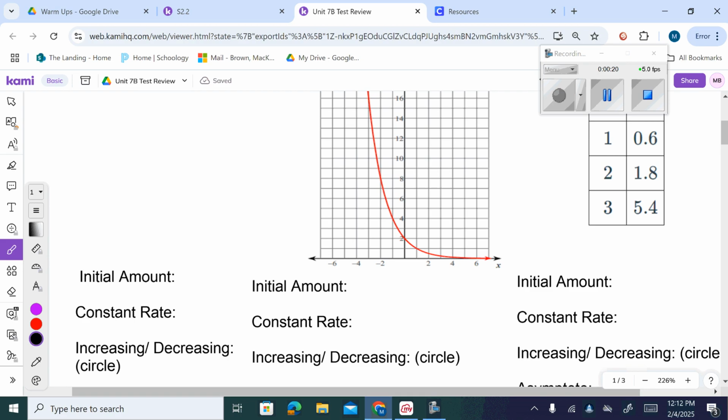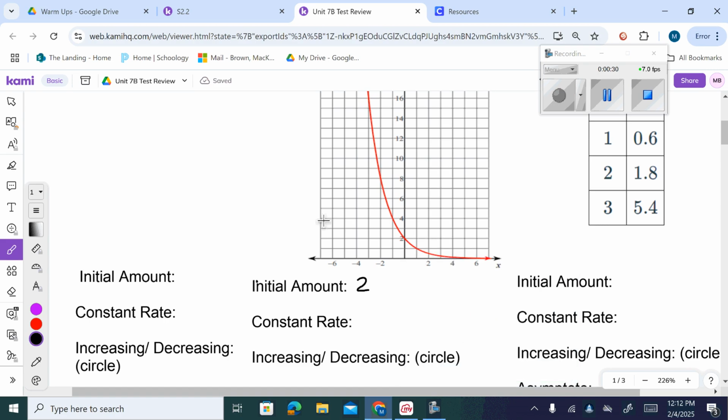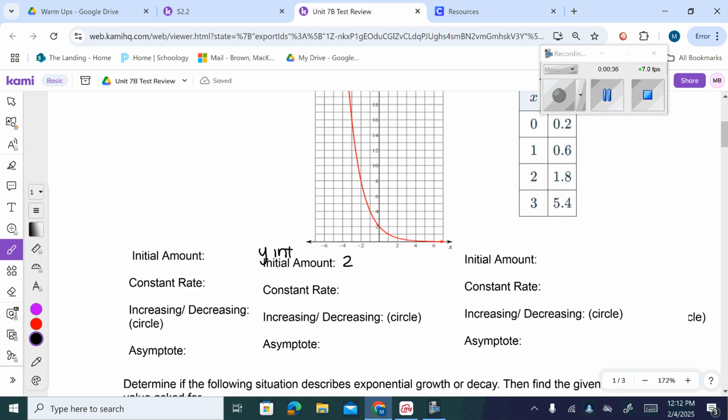Two? Two. Start's two. Yo, the start's the same as the y what? Intercept. Okay, so my start is going to be 2, the same as the y-intercept. Okay, we're going to come back to the rate.